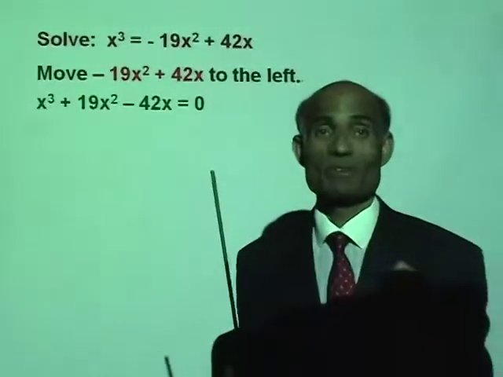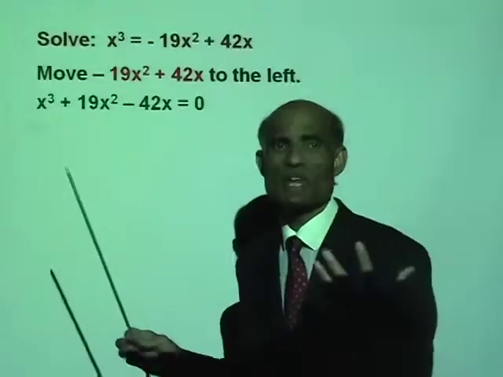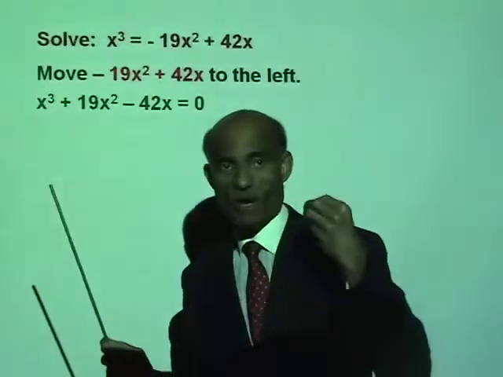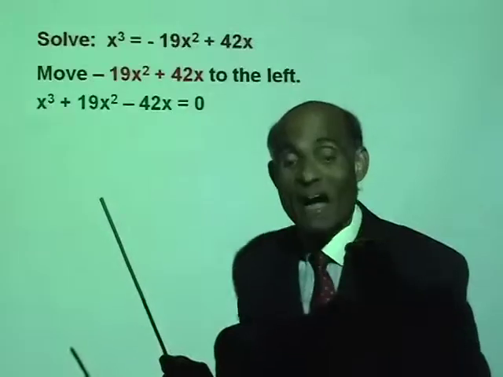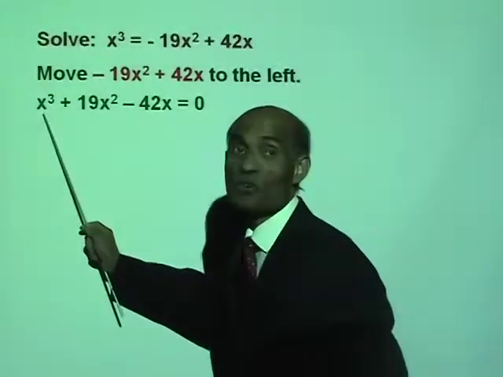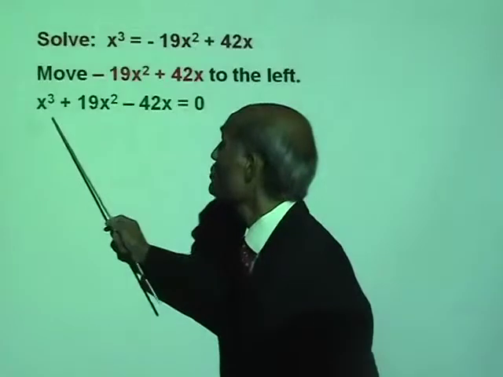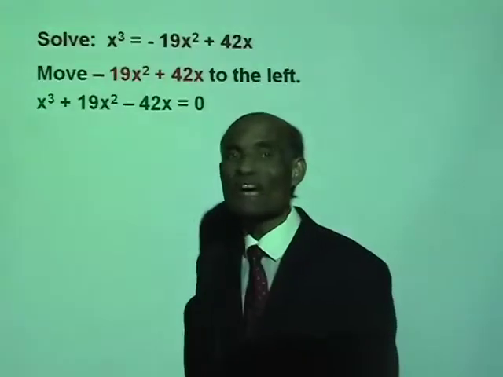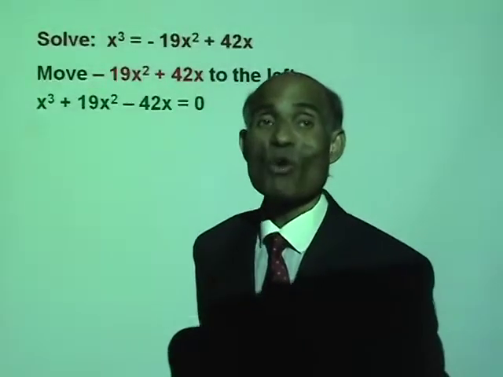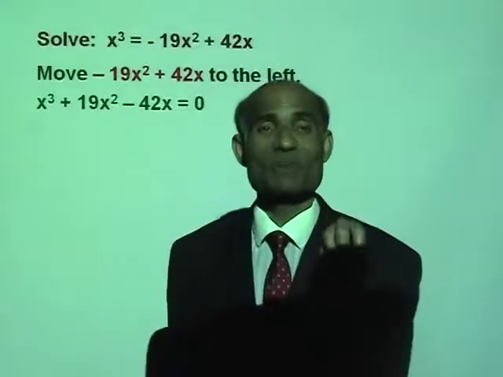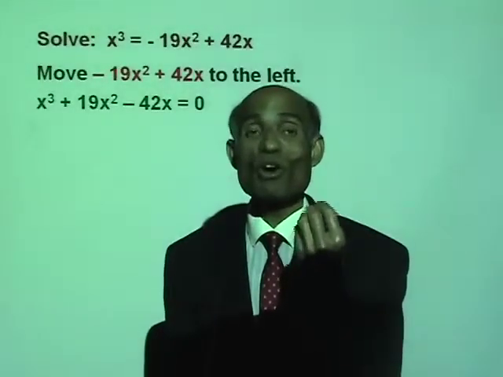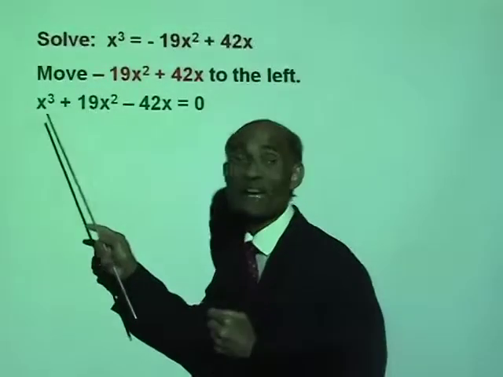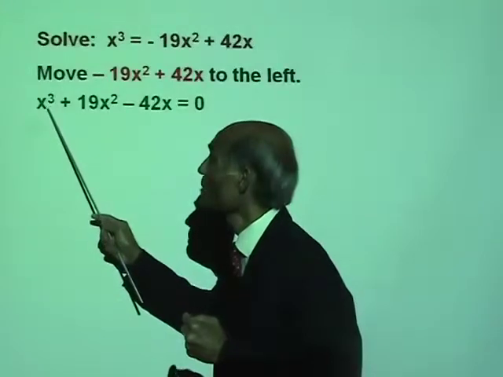What is the next step? Our next step is simplify the left hand side. Is there anything to simplify there? No. Alright, what's the third step? Factor the left side. Now, can you factor this expression x cubed plus 19x squared minus 42x? What is it that you look for when you want to factor an expression? The first thing to look for is, are there any common factors? Is there a common factor in these three terms?